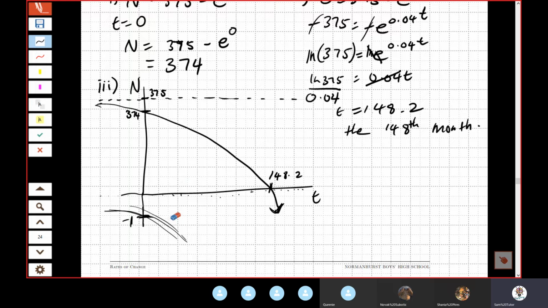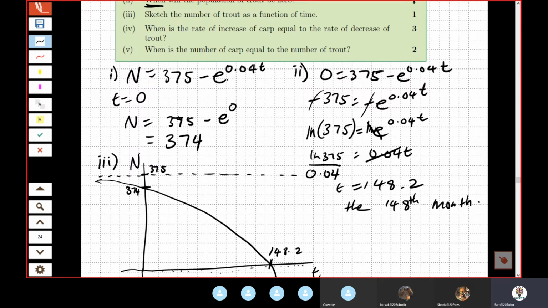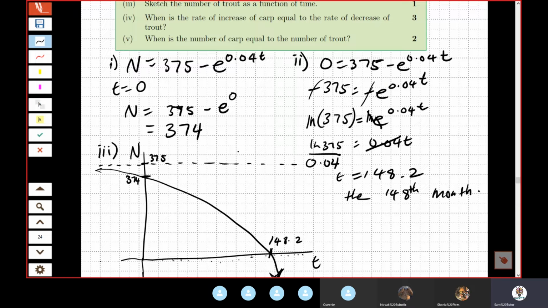All right, and I hope that's good revision for everyone to see that that's how I would have drawn it. Basic exponential is this way. Negative, flip it down. Plus 375, shift it up. So that should be stock standard for you guys by now.